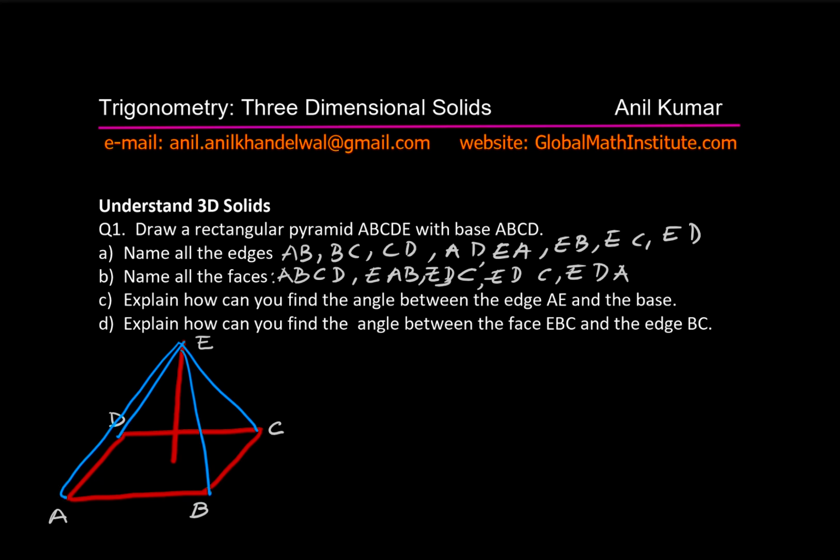Now let's get to part C of question number one, which is: explain how you can find the angle between the edge AE and the base. So now let me highlight this AE. AE is this edge which is coming from the vertex to the point A, right? And the angle to this base will be this angle. So we are now talking about this particular angle. Does it make sense to you? How do we find this angle? That is the question.